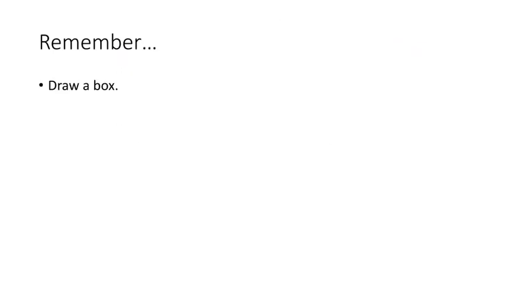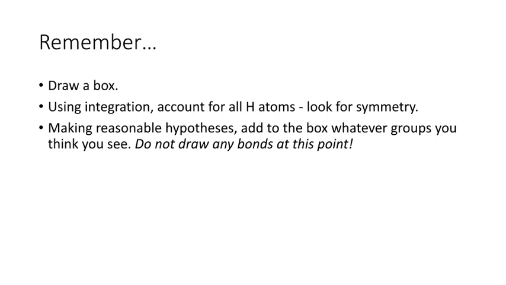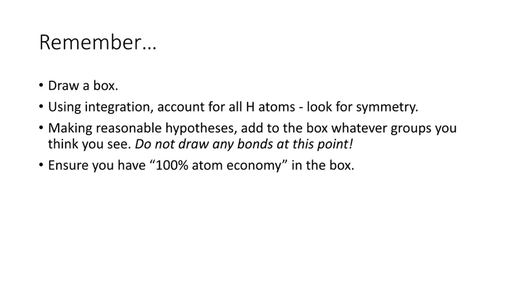Remember, draw a box. Using integration, account for all hydrogen atoms. Look for symmetry. Making reasonable hypotheses, add to the box whatever groups you think you see. Do not draw any bonds at this point. Ensure that you have 100% atom economy in the box. All the atoms in the molecular formula are in the box, and there are no extra atoms, no missing atoms.